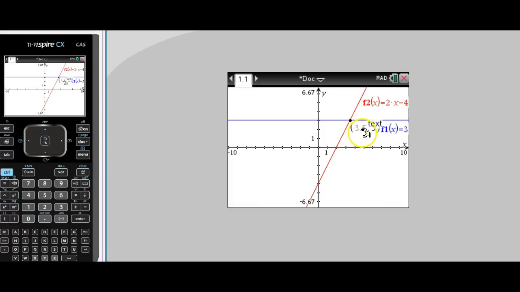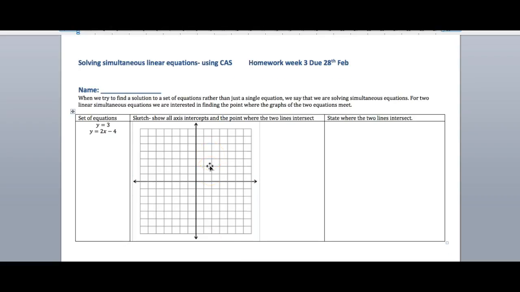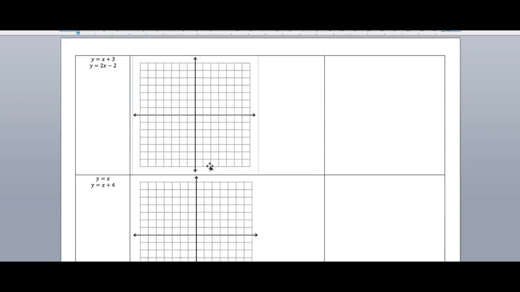You can actually see the point here, 3.5, 3. So that's another way you can do it. If you don't want to use solve, if you prefer to graph it, you can graph it straight away and then sketch it from it. All right, let's have a look at the second one. Actually, let's do a harder one.